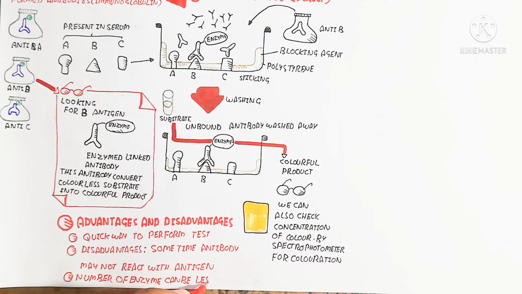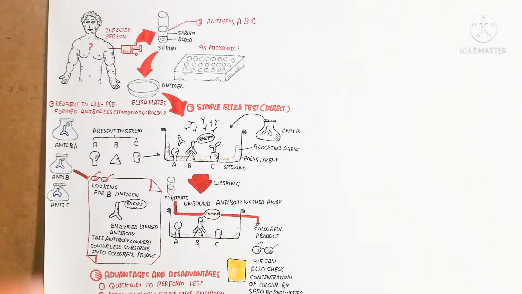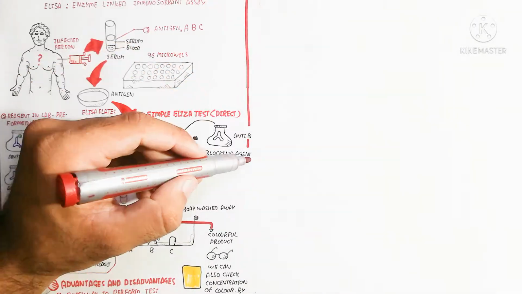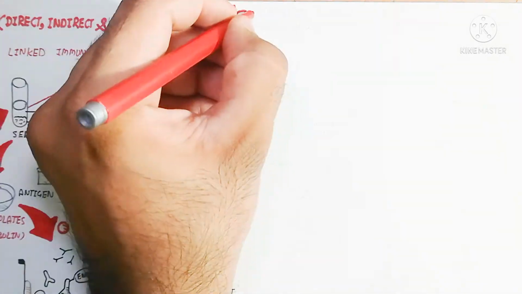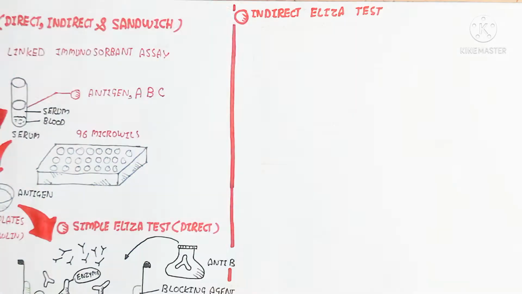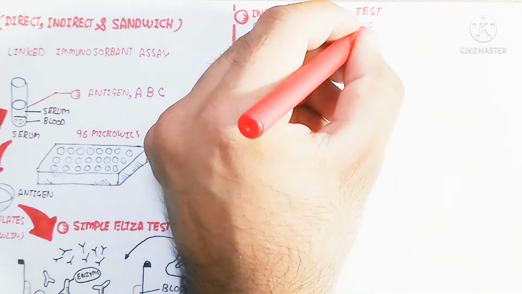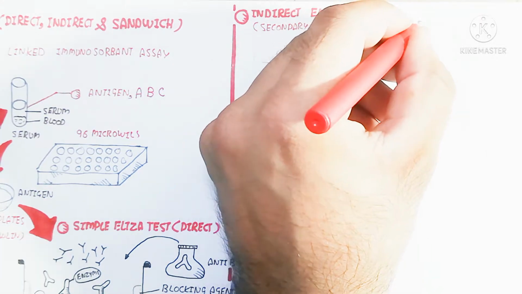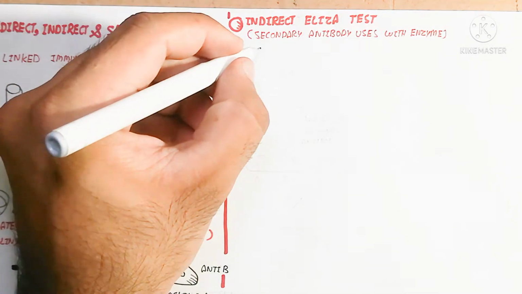Why do we call it the indirect ELISA test? Because we use another animal to proliferate that antibody. So for example, here I am drawing the indirect ELISA test. We should understand that the secondary antibody is used with enzyme, but the primary antibody is not used with enzyme. So let's begin to understand.